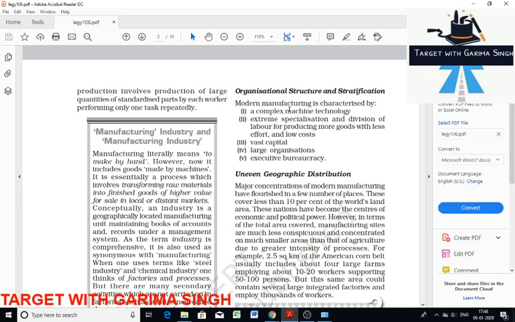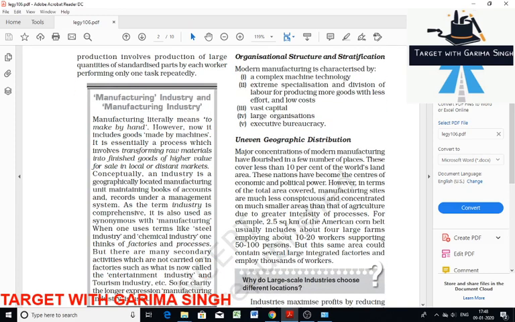A huge capital is required. Then uneven geographic distribution: industries are concentrated in regions that are rich in mineral and other resources. These areas cover less than 10% of the world's land area. The location of an industry at a particular place is governed by a large number of geographical and non-geographical factors. Industry maximizes profit by reducing costs. Thus industries should be located at a point where the production costs are minimum.